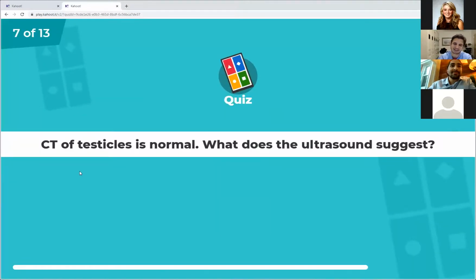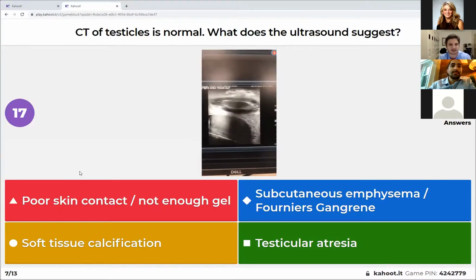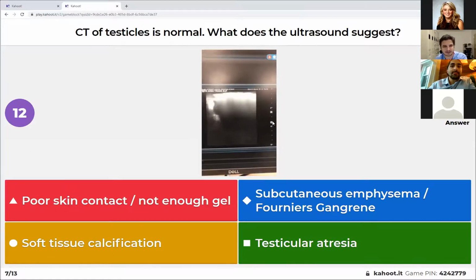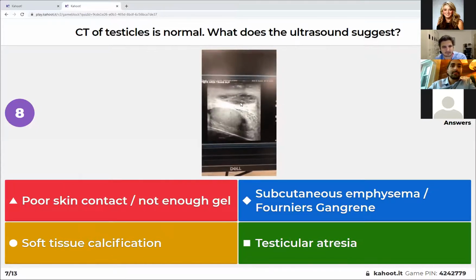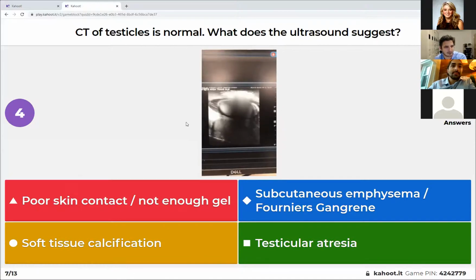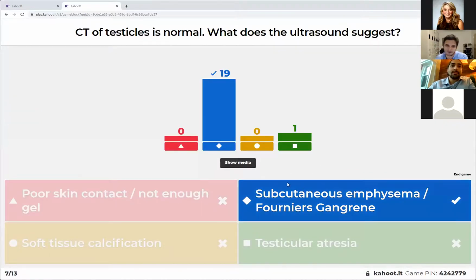Okay, this is a scary, scary one. The CT was normal. This patient clinically had some infection down there, but the CT didn't show much. What does this ultrasound suggest? Four more seconds. Do you think it's just not enough gel? Do you think there's some subcutaneous emphysema, calcification, or testicular atrophy? Yeah, everyone's on board with this one.